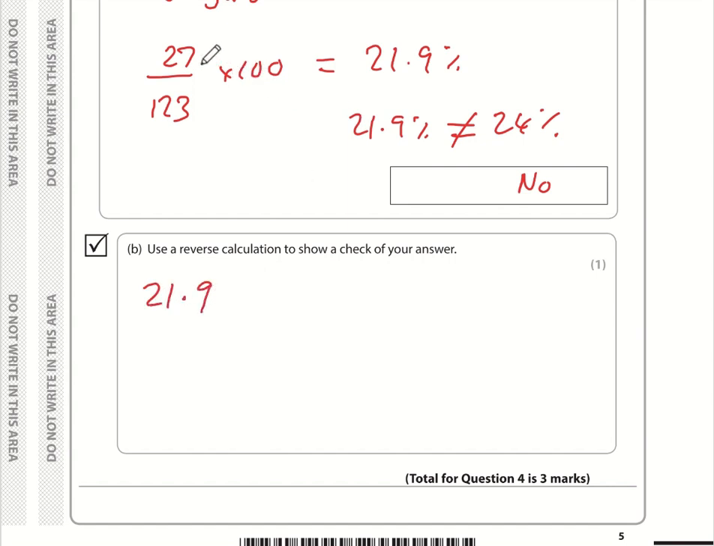So previously we divided 27 by 123 and multiplied it by 100 to get 21.9%. So if we divide by 100 and multiply by 123, hopefully we should get close. 21.9, remember, was a slightly rounded answer. 21.9 divided by 100 times 123 gets me to 26.937, which is pretty close to 27, so therefore I know I've got that answer correct.